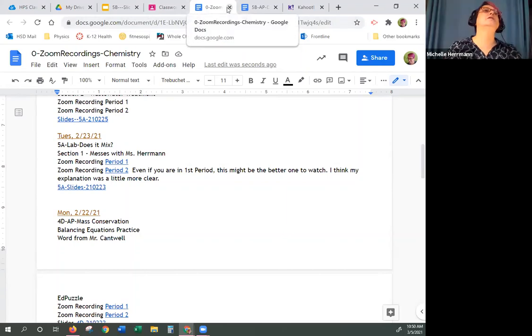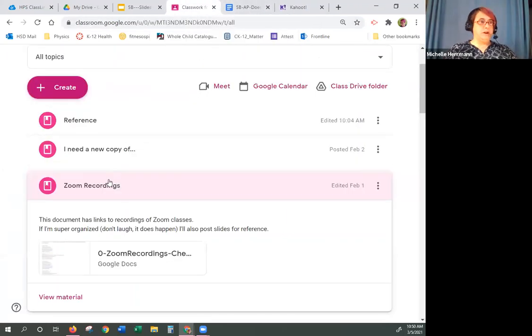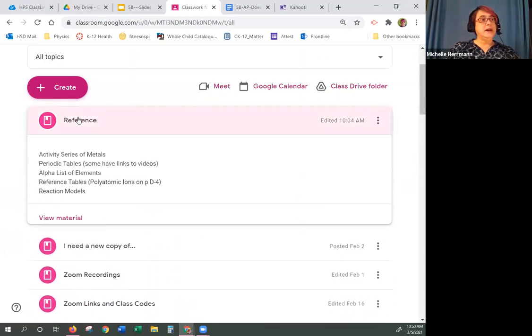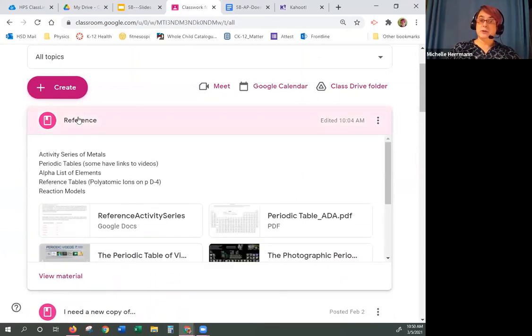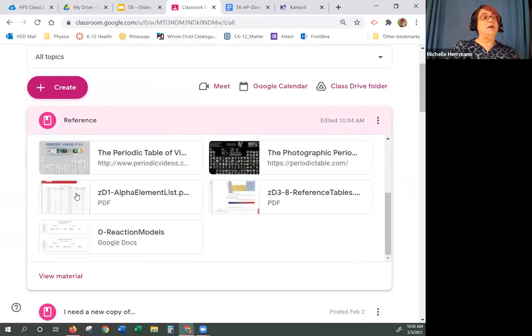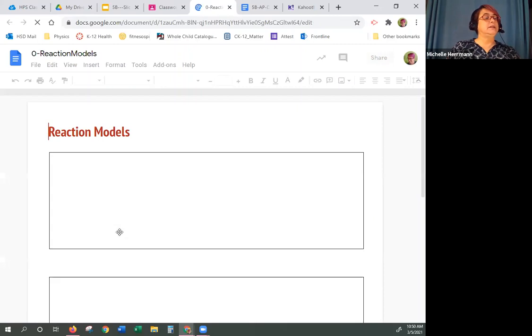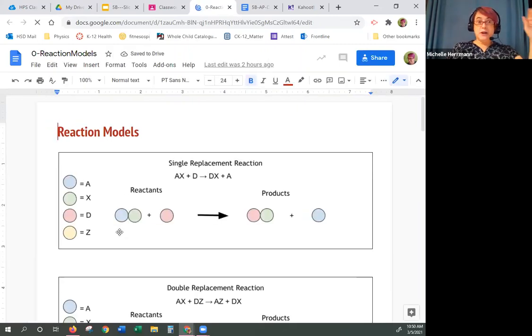Okay, come on, mouse. So right under Zoom recordings, here under reference, there's something that might be really helpful to you for the Kahoot. Down here, I have a document called Reaction Models. It's been there, but now I have it updated. So if I look at reaction models, I can see I have a model for every one of these. Now, if we were in the classroom, this would be a poster that you could always look at. So that's essentially what this is, a document that's a poster you can look at.